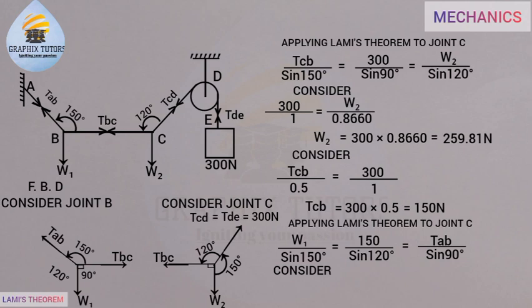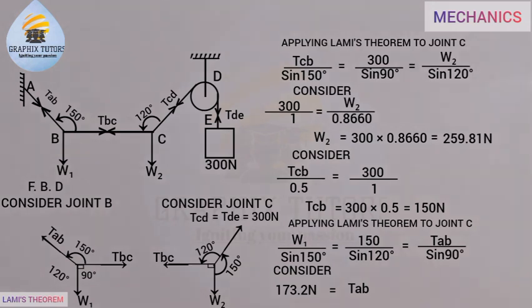Now I will consider 150 over sine 120 equals TAB over sine 90. Now if I make TAB the subject of the formula, we'll be having 150 sine 90 over sine 120, taking sine 90 upward here. And 150 sine 90 is 150 because sine 90 is 1, all over sine 120, which is 0.866, right? So when you divide, you'll have your TAB equal to 173.2 Newton. So now we've gotten all that is required in that system here.